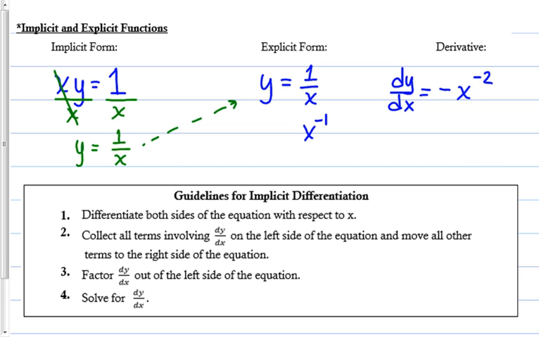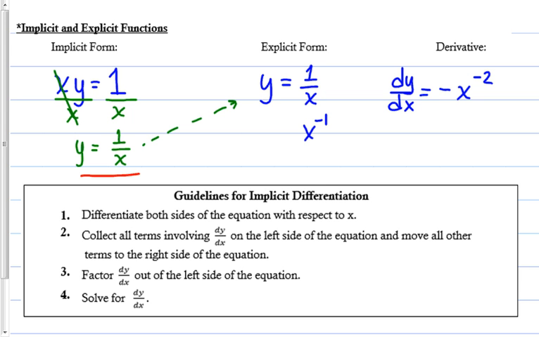Today's lesson is deriving implicit equations, or equations in implicit form, where it's really hard to get the y by itself. We can't solve for y as easily as I did here. So you have to do it another way, and it's implicit differentiation.